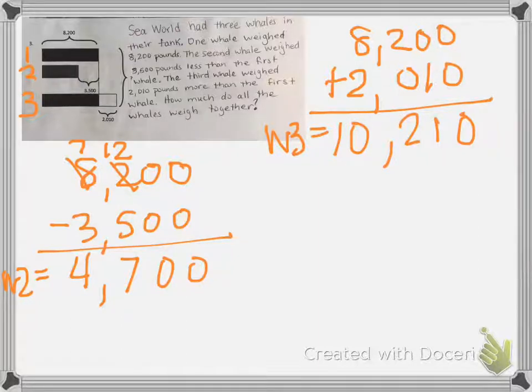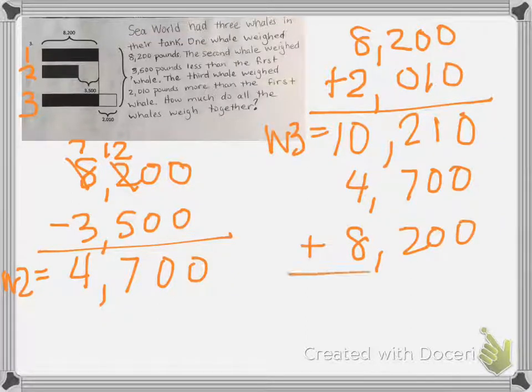How much did they weigh together? I'm going to add all these together. So this is whale 3. Whale 2 is 4,700 pounds, and whale 1 is 8,200 pounds. How much do they weigh together?